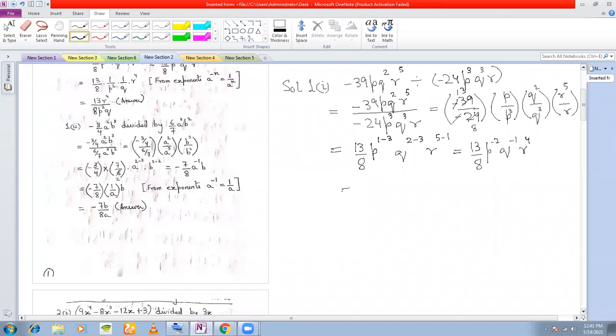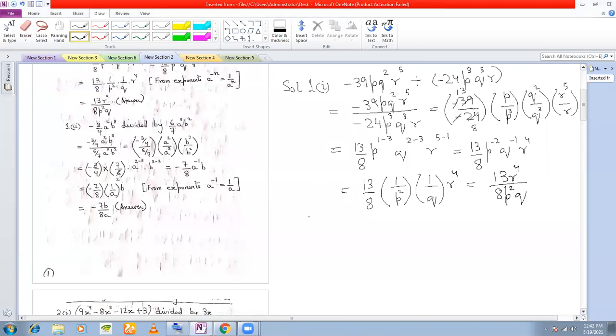Now the negative powers are there, so you make them positive. 13 by 8, p to the power of minus 2 you can write as 1 by p square. q to the power of minus 1 you can write as 1 by q, and r to the power of 4 you write as it is because the power is positive. So what you get here is 13 r to the power of 4 by 8 p square q, and that is what your answer is.